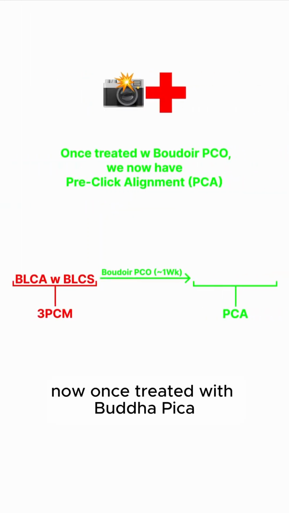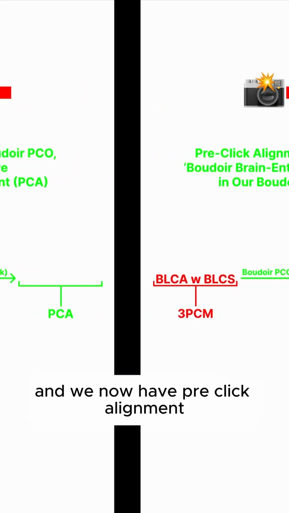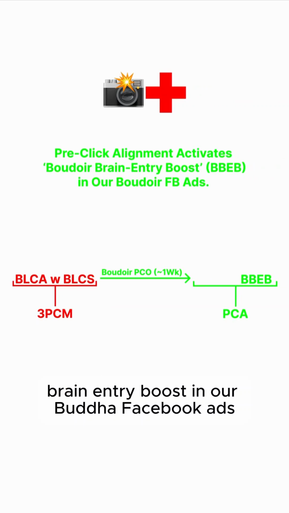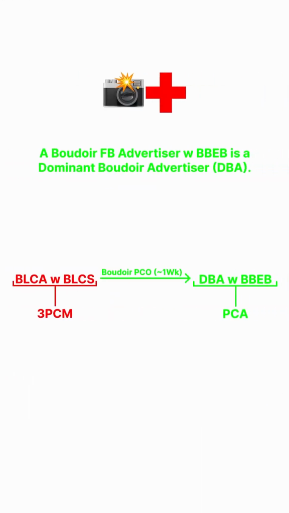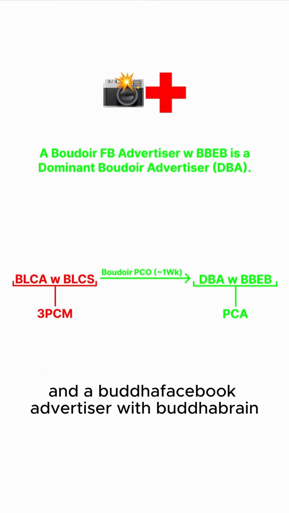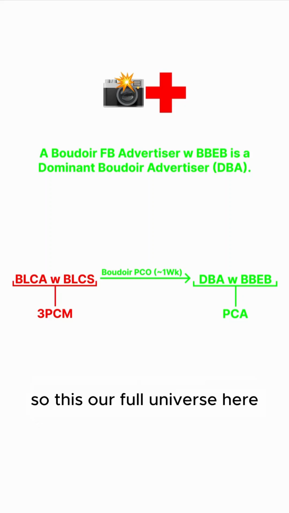Now, once treated with Boudoir Pico, we now have pre-click alignment. So we would have gotten rid of the 3 pre-click mistakes, and pre-click alignment activates Boudoir brain entry boost in our Boudoir Facebook ads. Basically, we got our unique CTR above 6%. And a Boudoir Facebook advertiser with Boudoir brain entry boost is a dominant Boudoir advertiser, DBA. So this is our full universe here.